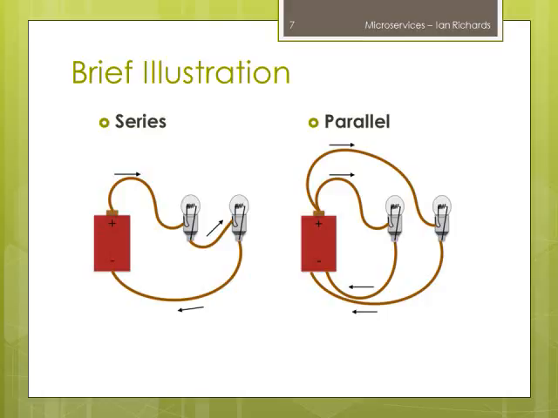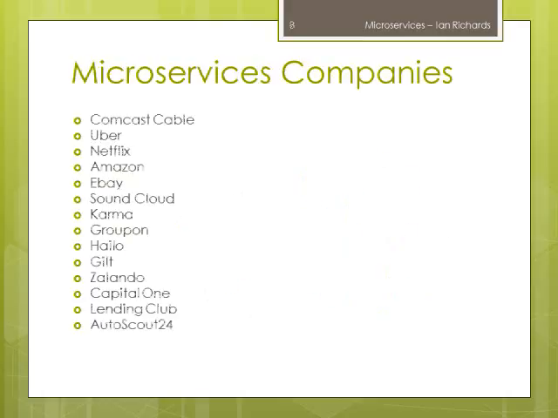These are just a few companies that in some aspect utilize microservices to facilitate their products to their customers. We have companies like Comcast, Uber, Netflix, Amazon, eBay, just to name a few.